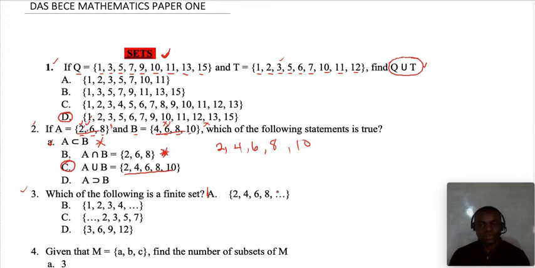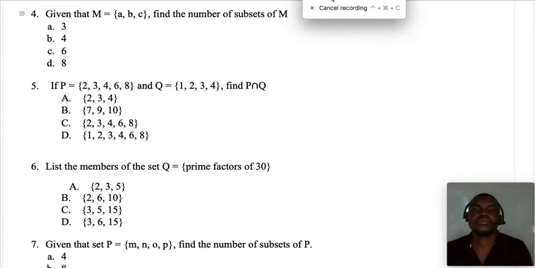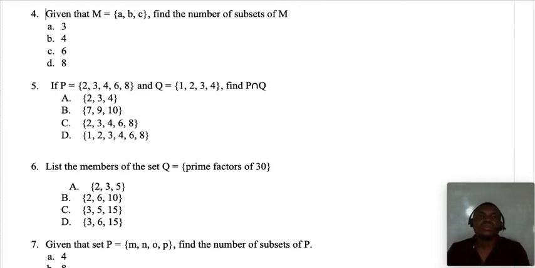So let's look at these sets. This one, we don't know the last member. The dots mean that we don't know the last member. This one too, we don't know the last member. And this one, we don't know the beginning member. So because of that, we conclude that D is the finite set. So D is the answer. What we need to also notice is that a finite set should have an ending number, but an infinite set should not have an end number. That's why we got that.